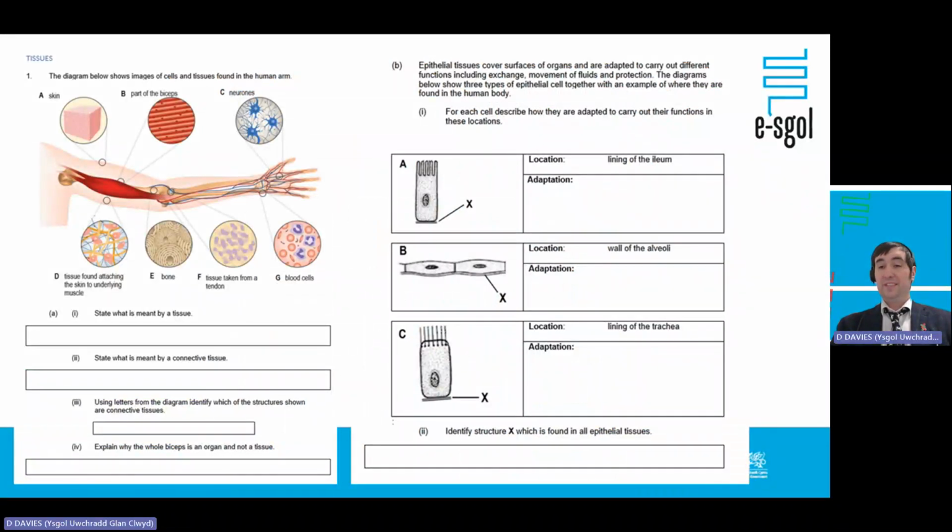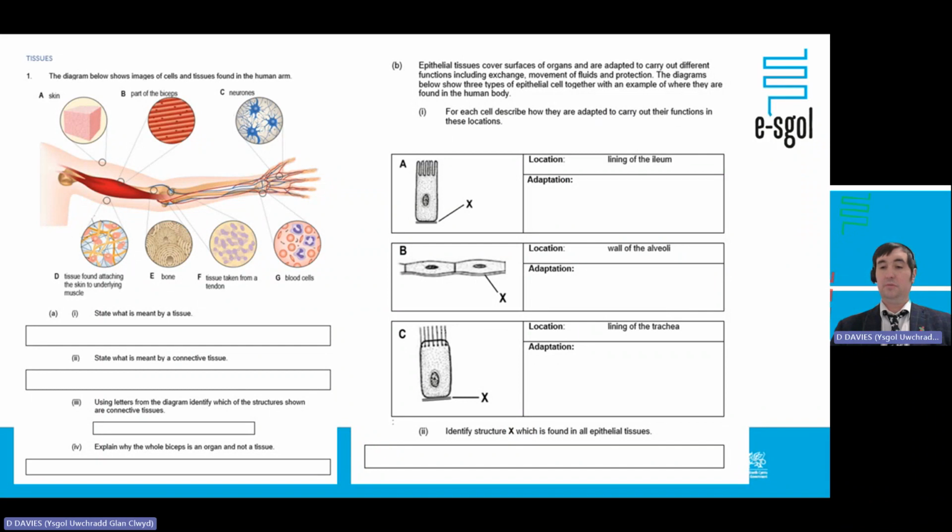Okay, so same thing here, guys. We're going to have a little walk through these questions, okay? And then we're going to do some questions independently before we finish. Okay. Diagram below shows images of cells and tissues found in the human arm.